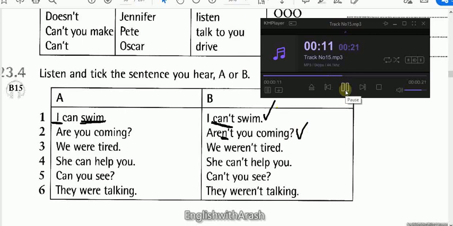Three. We were tired. What about number 3? A or B? Layla says B, good. Hi Fatima, welcome. When did you join? I didn't see you, Fatima. Listen again. Three. We were tired. Yeah, it's A, it's positive.